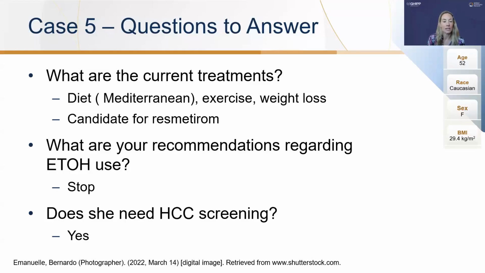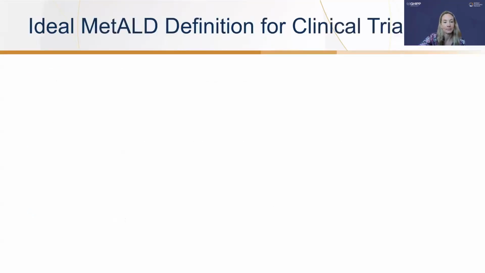She does need screening for HCC. So she has stage 3 fibrosis, and we know that in patients with MASH, even if they don't have cirrhosis, they are at higher risk of developing hepatocellular carcinoma. So she needs an ultrasound at minimum every 6 months.